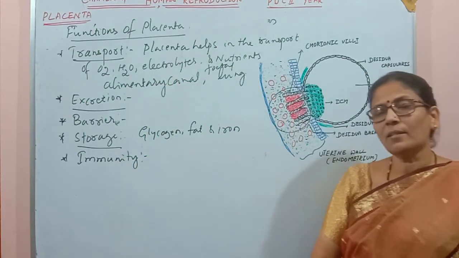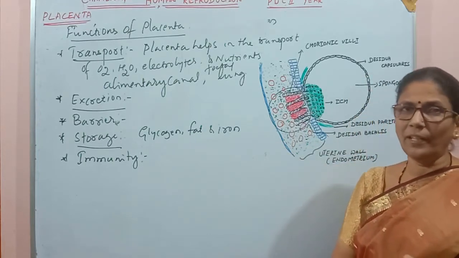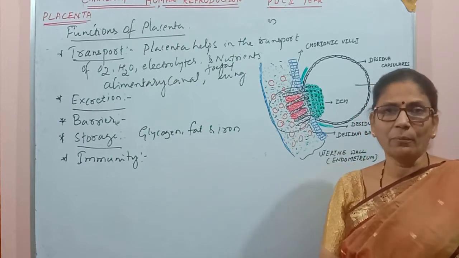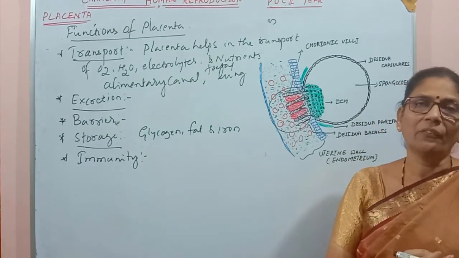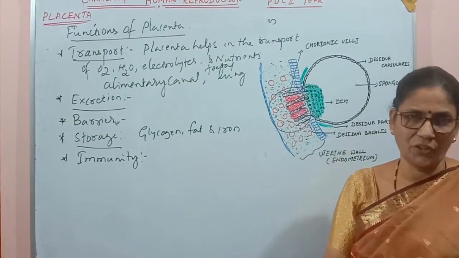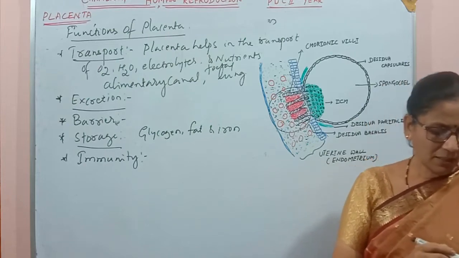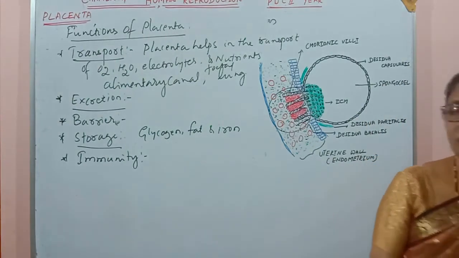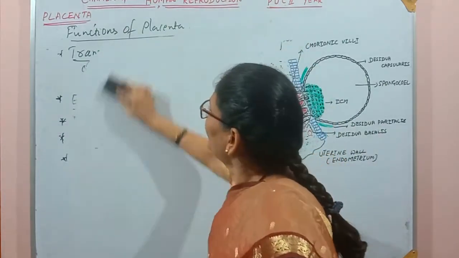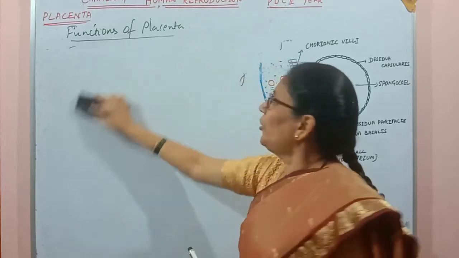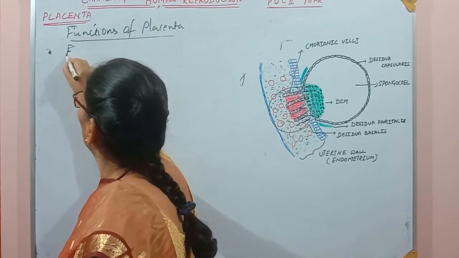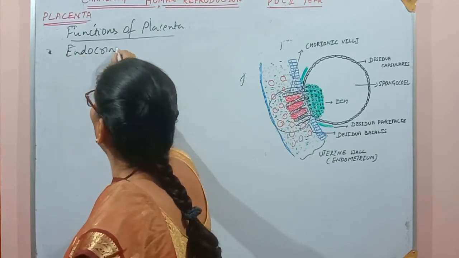So the antibodies produced in the maternal body, whenever the mother is exposed to any infection, are passively transferred from the maternal body to the fetus through the placenta to provide immunity against infection. So the next is that the placenta acts as an endocrine gland, which is very important.